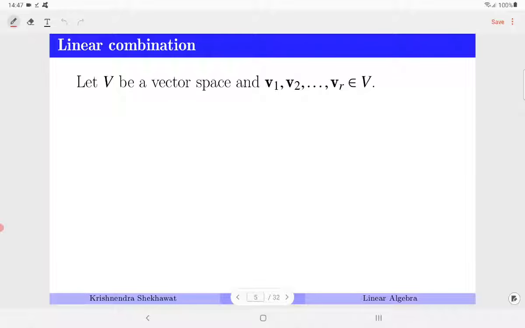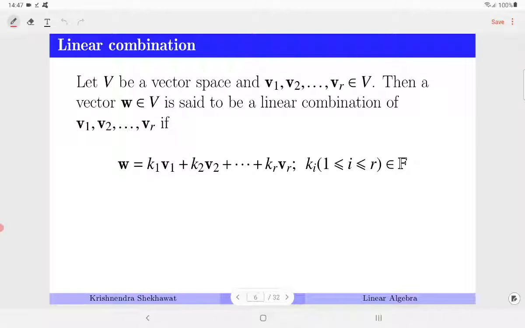Let us consider V a vector space and V1, V2, ..., Vr, which are vectors in V. We say that any vector W which belongs to V is a linear combination of V1, V2, ..., Vr if W can be expressed as K1 V1 plus K2 V2 and so on. Recall that here the addition means vector addition and K1 V1 means K1 dot V1 and so on.